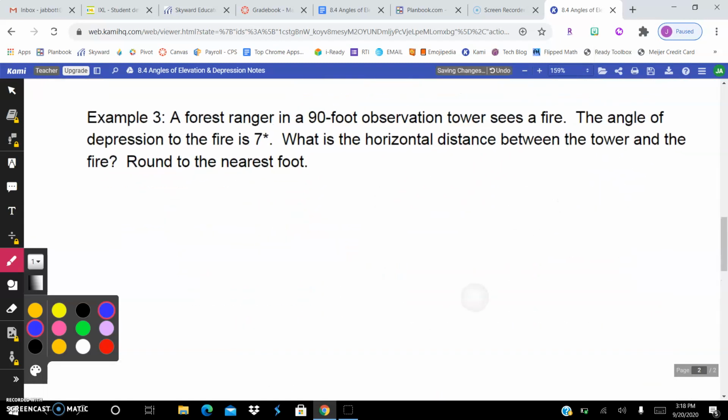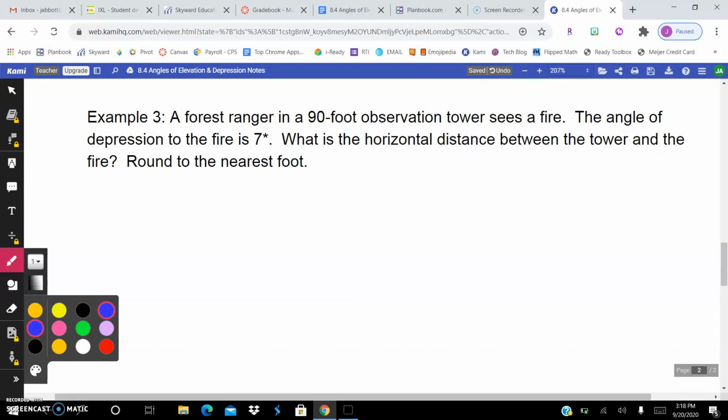But I wanted to show you that you could possibly get two different answers. All right, example 3 here. A forest ranger in a 90-foot observation tower sees a fire. So he's up 90 feet in this observation tower up here, and he can see a fire. So the fire would be on the ground. So there's our fire.